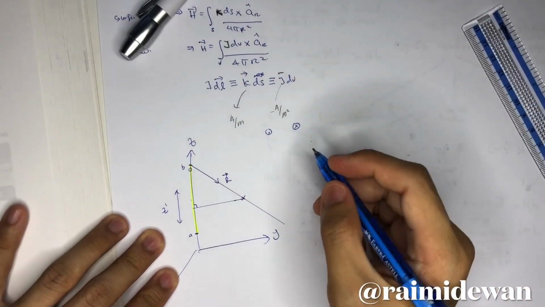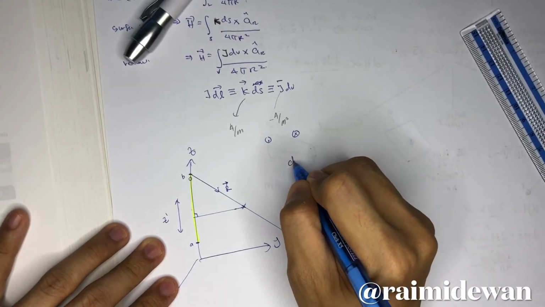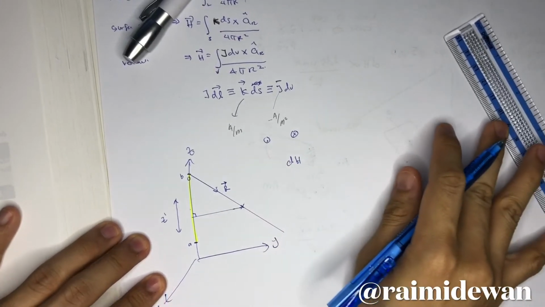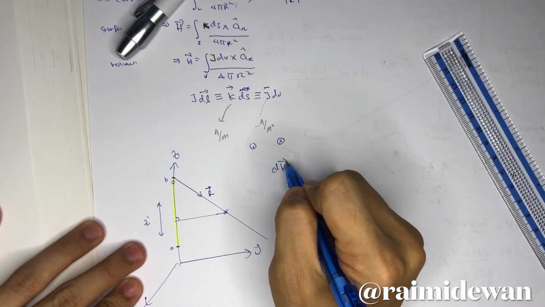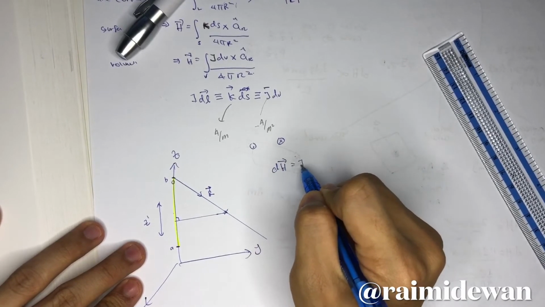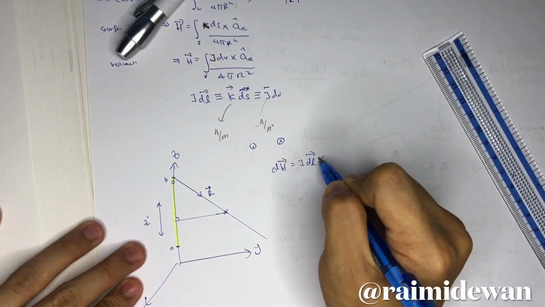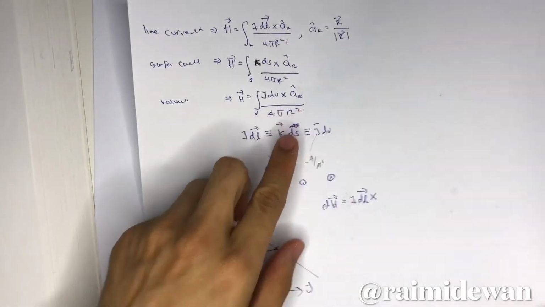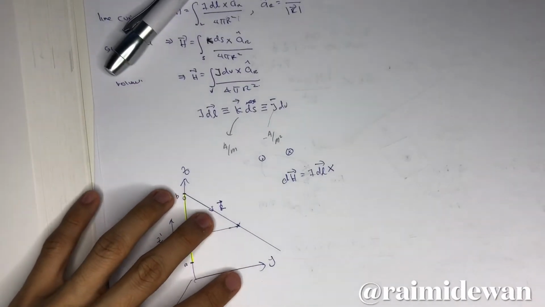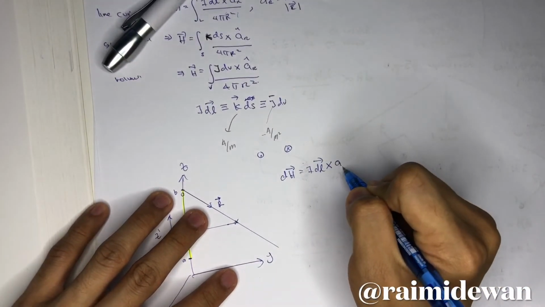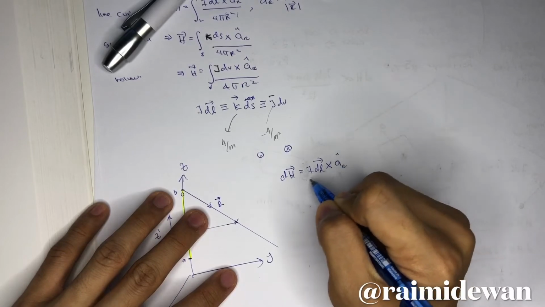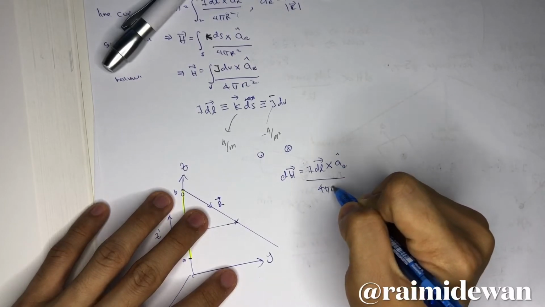So what we know from our Biot-Savart's law is that we have dH. Do you guys see this? Because I'm now sitting down. dH equals I dl cross aR over 4 pi R square. Remember we are using cross.